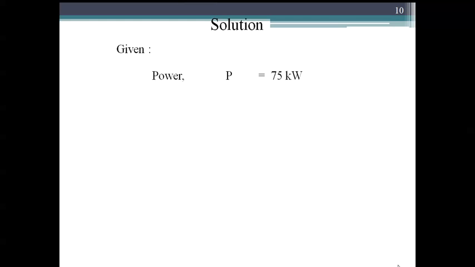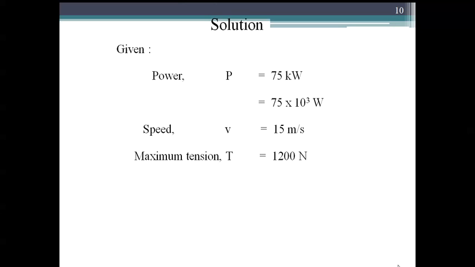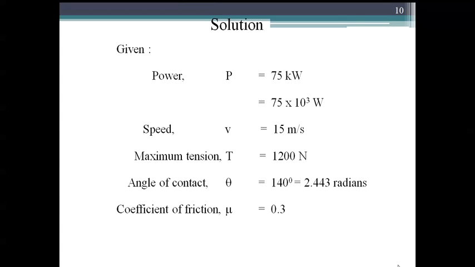So first we'll see the power transmitted by total drive is 75 kilowatt and the speed of the belt is given as 15 meter per second. The maximum tension T1 equal to 1200 newtons. Angle of contact theta is equal to 140 degrees. This angle of contact should be converted into radians, that is 140 into pi by 180, we get theta in radians, that is 2.443 radians.